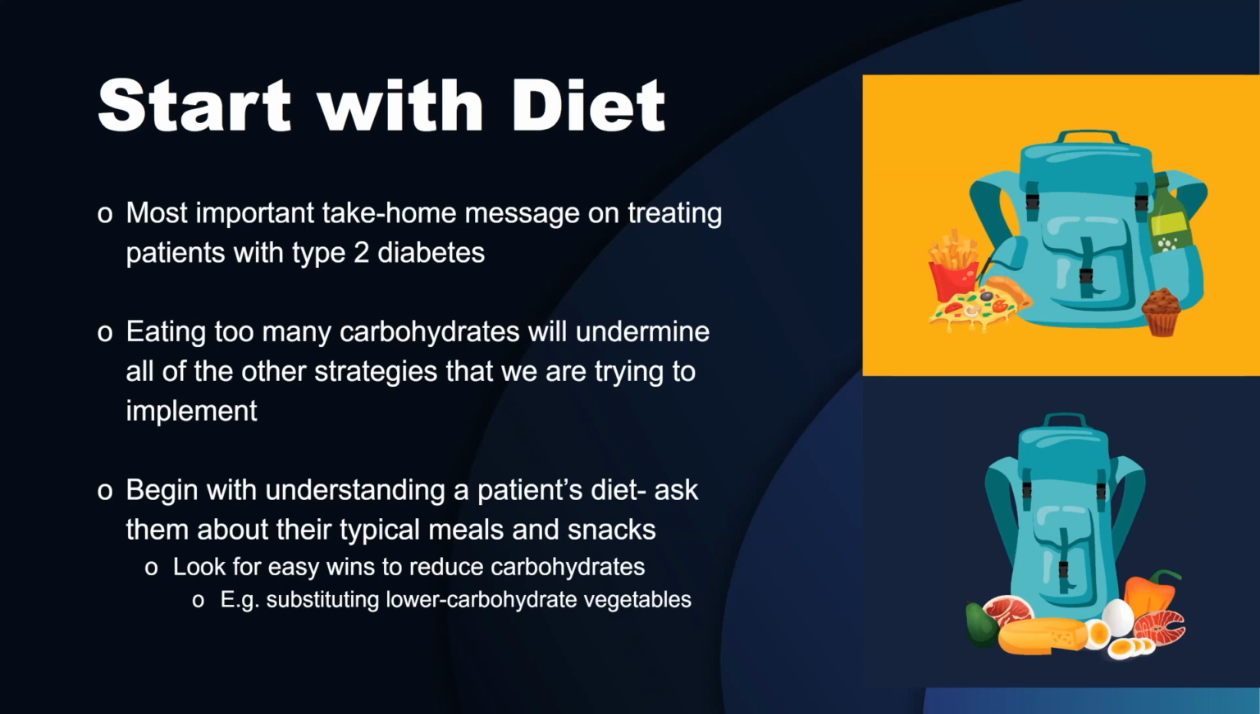In order to help a patient decrease their carbohydrate load in their diet, you have to start by understanding what they're eating. There's a number of ways that you can get at what patients are actually eating. The simple way is just to ask them about their typical meals and snacks. Look for easy wins to reduce carbohydrates, such as substituting low carbohydrate vegetables for something that has higher carbohydrate load in it, or cutting out sweetened sugary drinks.